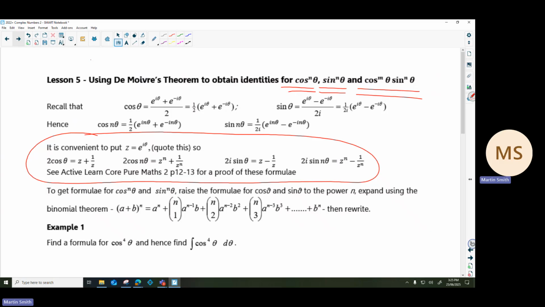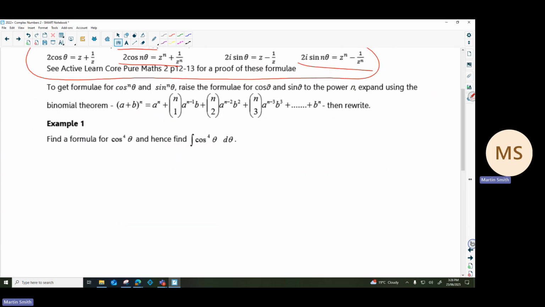And recently in an exam, when questions of this type have come up, they have told you to let z be sine n theta and either prove or even given you one of these statements. So here is what I'm going to do. I'm going to use De Moivre's theorem to find a formula for cos to the 4 theta. In a minute, we will show how I can use that to integrate cos to the 4 theta. In an exam, they are likely to tell you you must use De Moivre's theorem, and we use De Moivre's theorem to generate these identities, and it's likely to be a show that question.